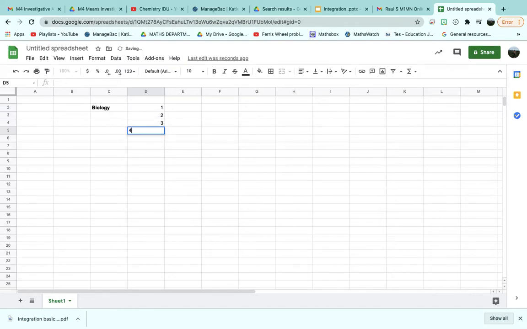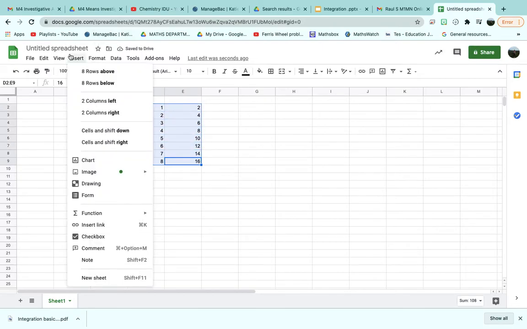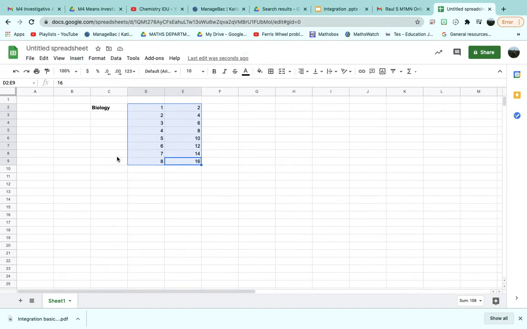For this investigation, you are going to have things such as an x variable, and things which are a y variable. The first thing you need to do for any of the IDUs is to insert a chart.